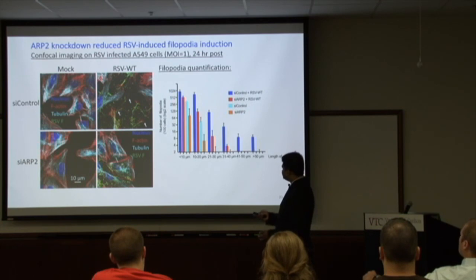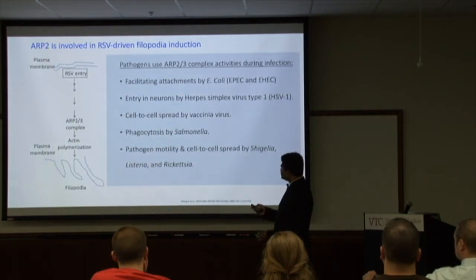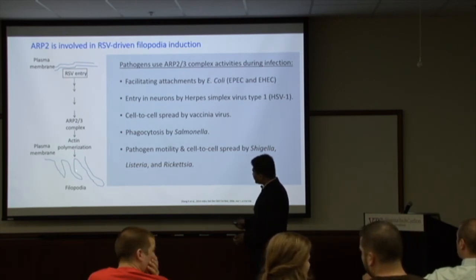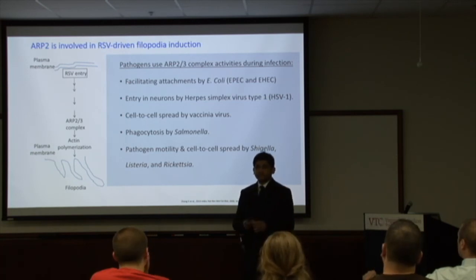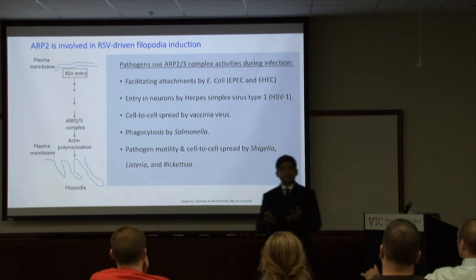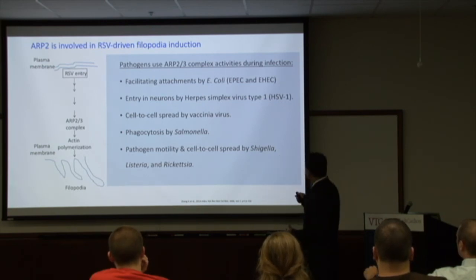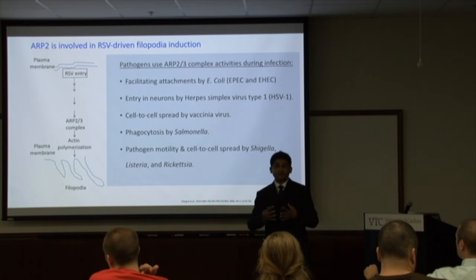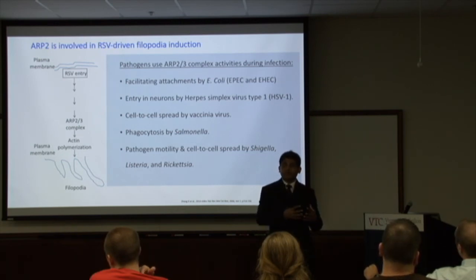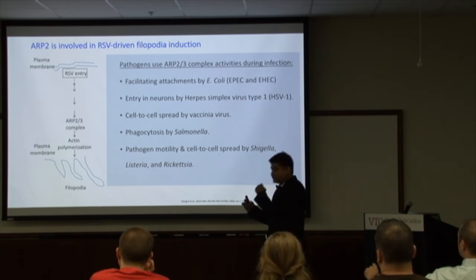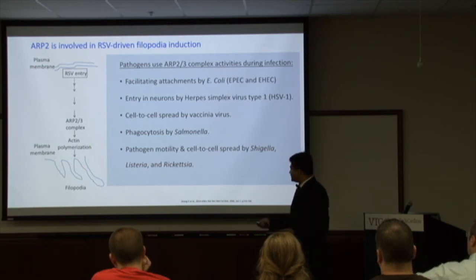So I tried to make a simple diagram. What we found is that RSV entry is not impacted by ARP2, rather RSV infection induced filopodia and ARP2 is involved in that process. So we wanted to know whether filopodia have some impact on virus pathogenesis. We found that other pathogens are already using ARP2-3 complex activities for their benefit, for example E. coli, HSV1, vaccinia virus, and a list of pathogens you will find use it for their cell-to-cell spread, as well as cytosolic movement, or in some cases phagocytosis as well. So it's not completely new in general, but for RSV, it's completely new that we found that.